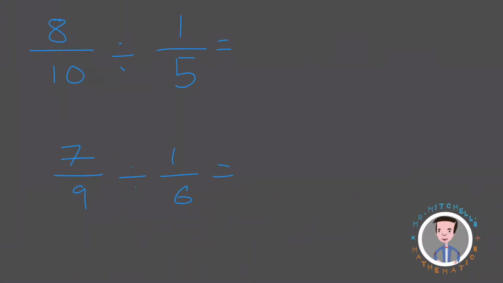The first thing I did was I rewrote this expression as 8/10 times 5/1. To work this out, I now did 8 times 5 and 10 times 1, timesing across the top and the bottom. This left me with 40/10, which simplifies to 4.